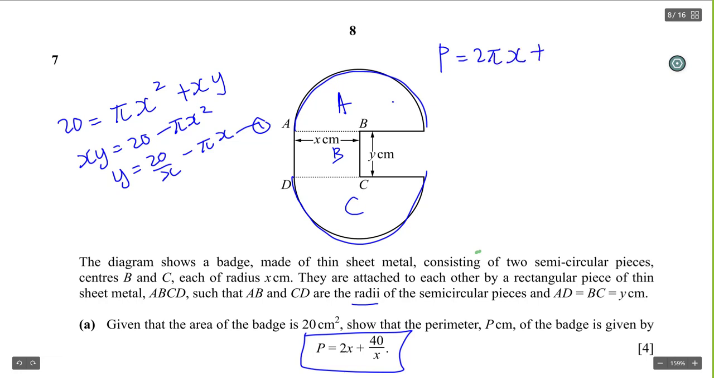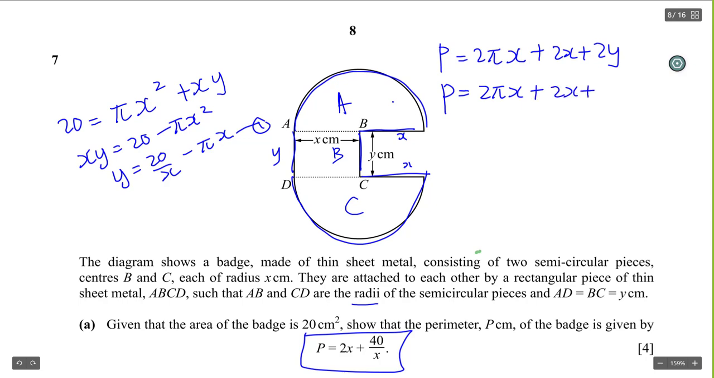Plus, we have 1x, 2x, 1y, 2y. Do you see that? x, x, y, y. So we will have to plus 2x plus 2y. Alright, then I will sub in everything I have.